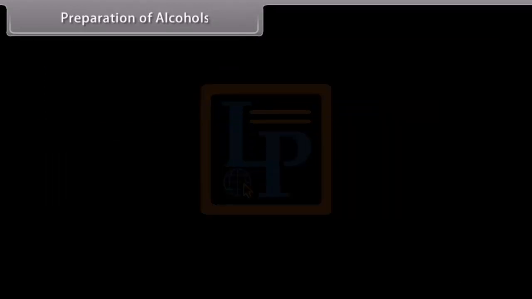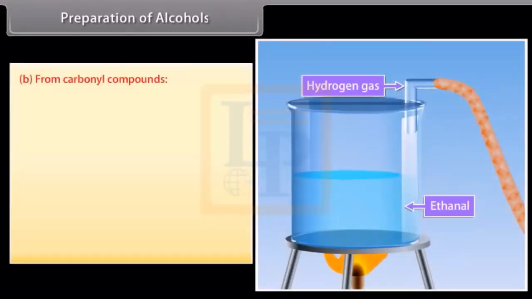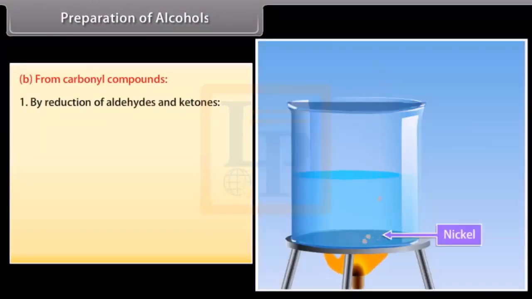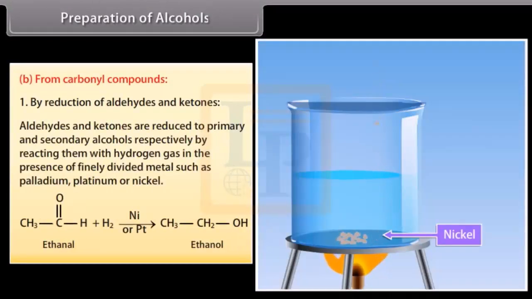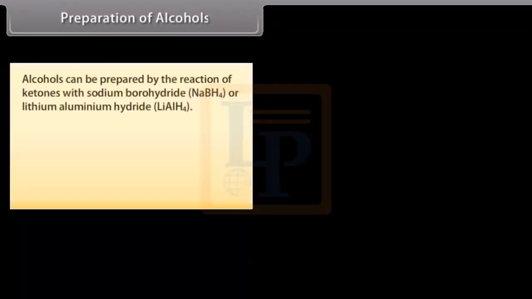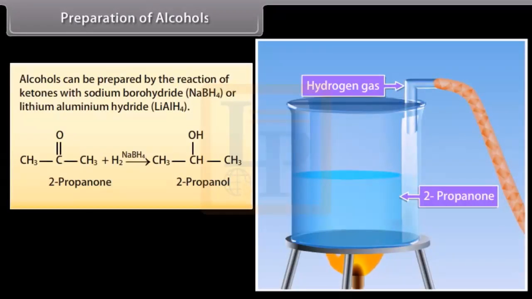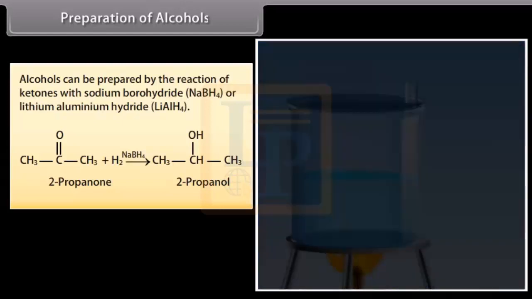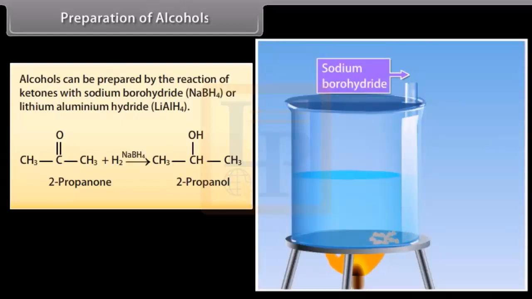Preparation of alcohols. From carbonyl compounds. By reduction of aldehydes and ketones. Aldehydes and ketones are reduced to primary and secondary alcohols respectively by reacting them with hydrogen gas in the presence of finely divided metal such as palladium, platinum or nickel. Alcohols can be prepared by the reaction of ketones with sodium borohydride or lithium aluminium hydride.